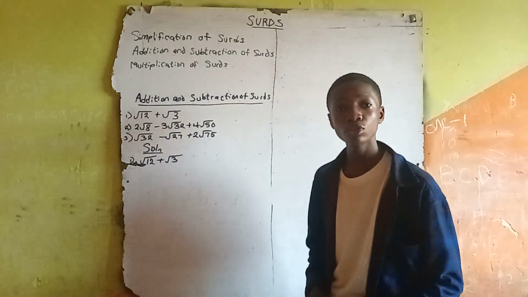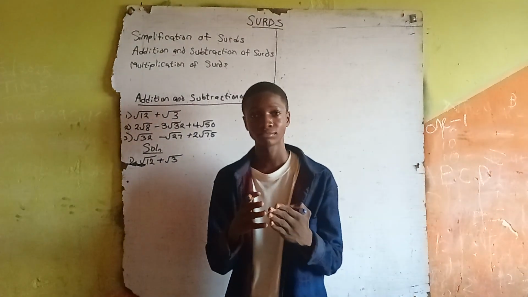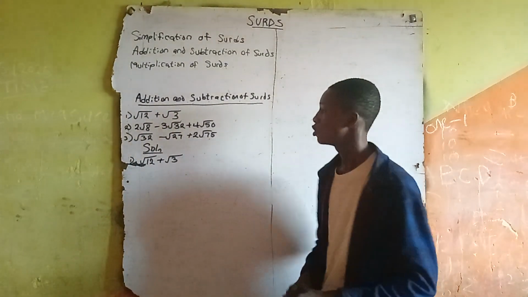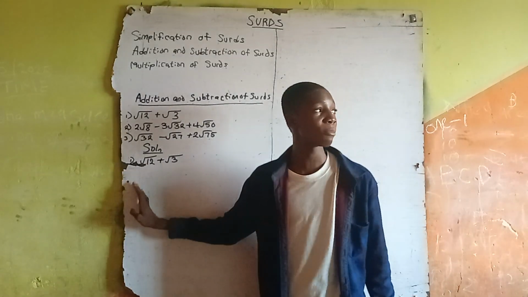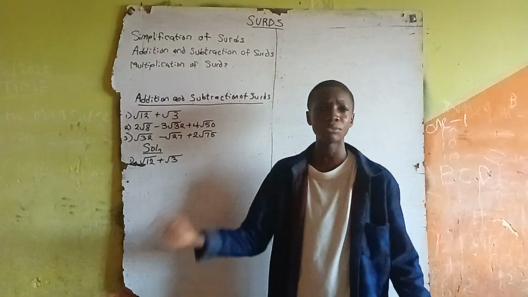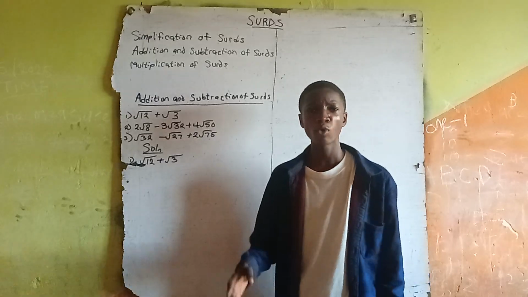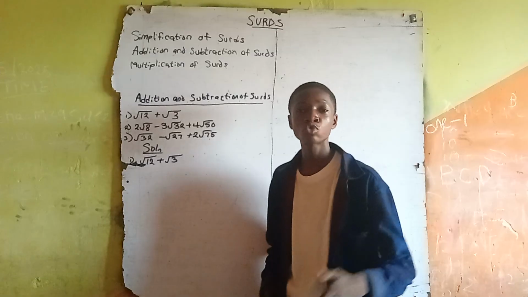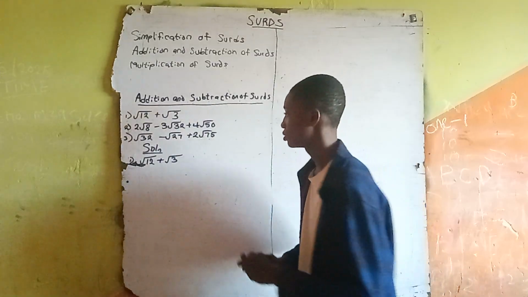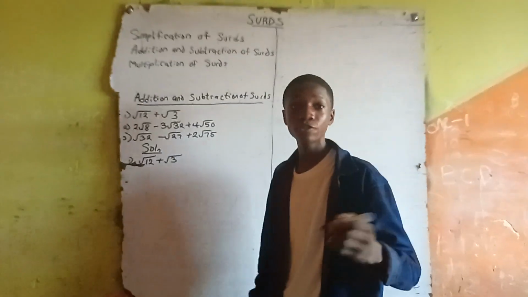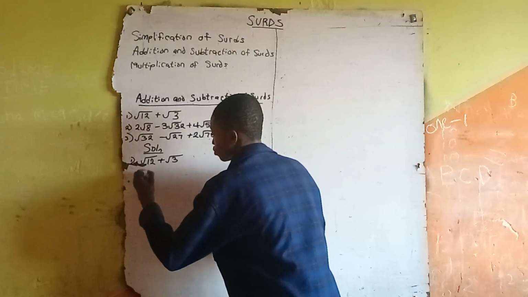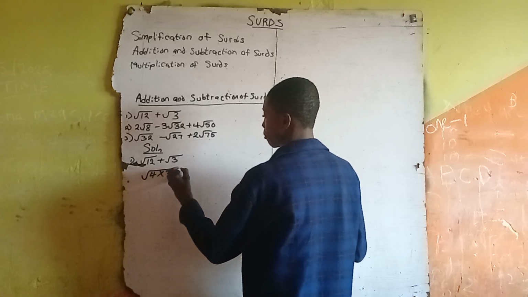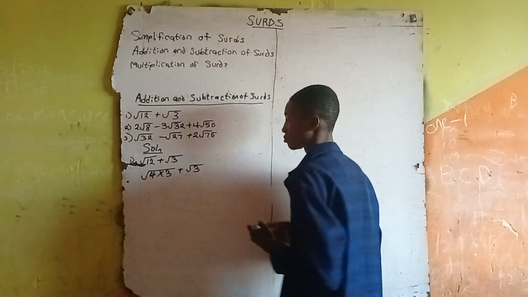For us to do this one, you are going to look for two numbers, one that you can square root and a second number that you cannot square root. We can do 6 times 2, which gives us 12, but we cannot square root any one of them. So we are going to use 4 times 3. Why? Because we can square root 4 and we cannot square root 3. So now it will be root of 4 times 3 plus root 3.